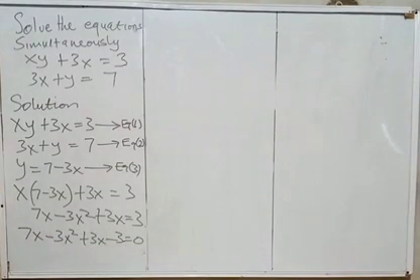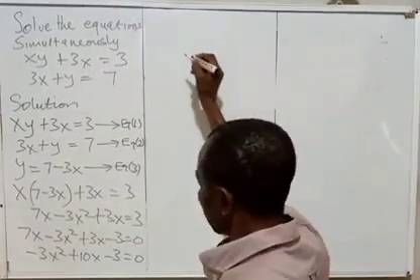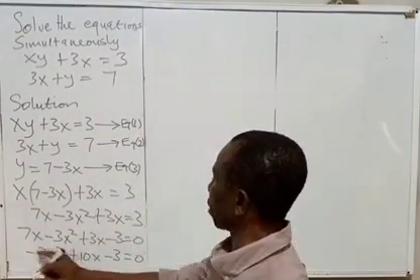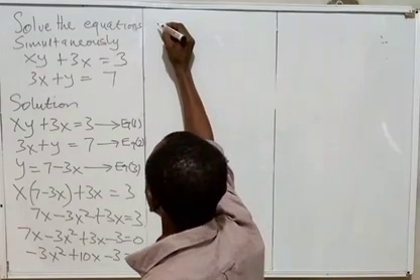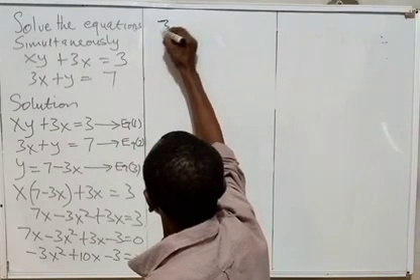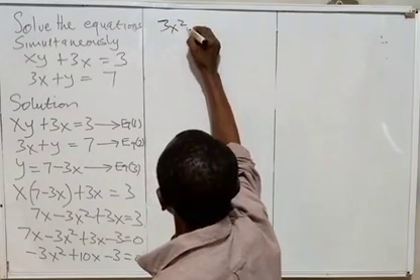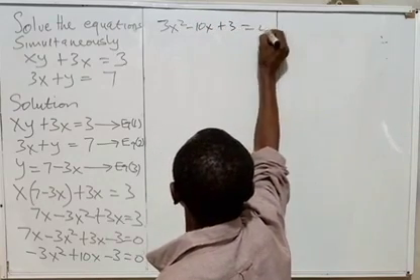From here I'm going to collect like terms. I have minus 3x squared plus 10x minus 3 equals 0. So already it is in a quadratic order, but I want to remove the minus sign before 3x squared. So I multiply through with minus 1. When I multiply through with minus 1, this now becomes 3x squared minus 10x plus 3 equals 0.